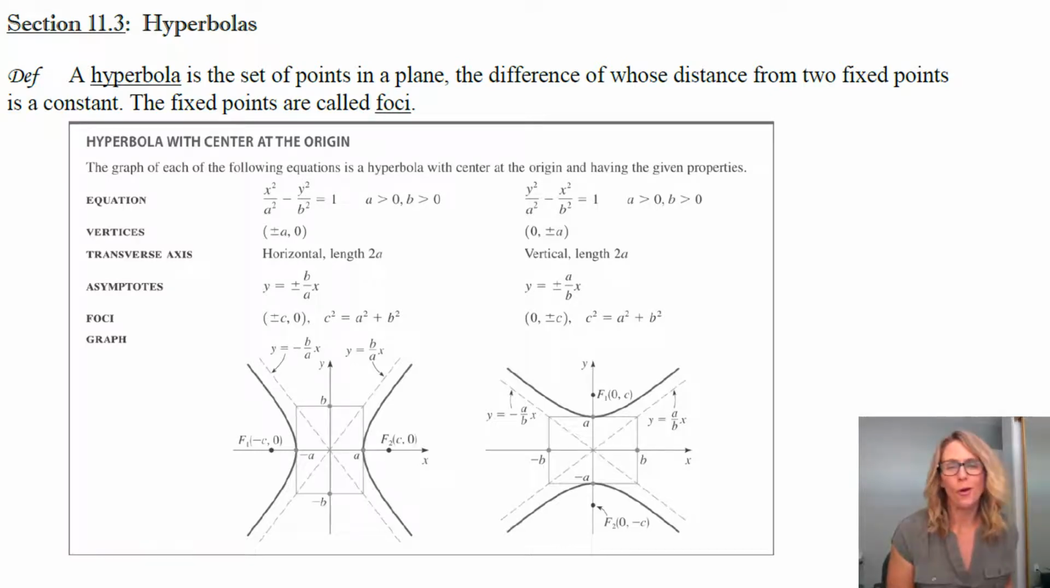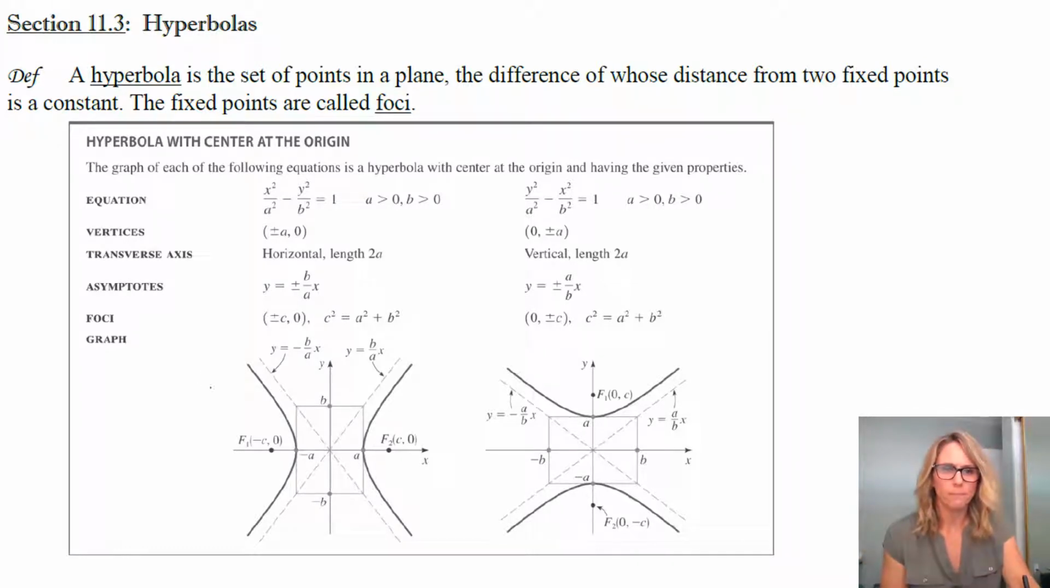So our next conic section is the hyperbola, section 11.3. A hyperbola and an ellipse have some similarities and then a very, very big difference. So notice we have that formal definition again of what a hyperbola is. You've got a set of points in the plane, that is the hyperbola. The difference between two fixed points called the foci, so instead of the addition of them, the difference between them is what creates all the points on the hyperbola.